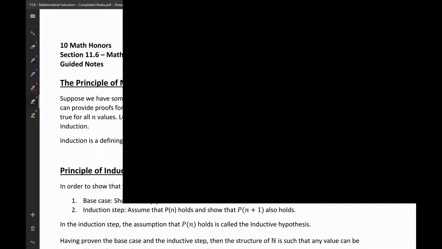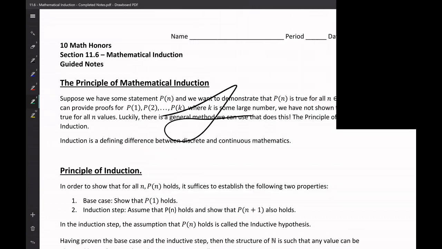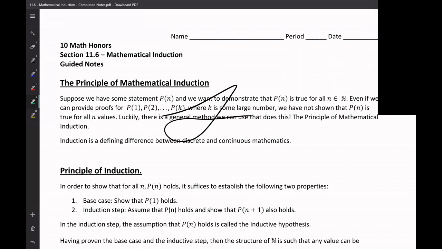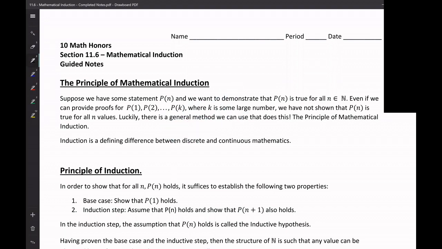All right, we'll kind of get started just reading the thing. If you guys printed off the notes, that was probably a good idea. This is my favorite thing that we do this year in 10 math, this idea of proof by induction.